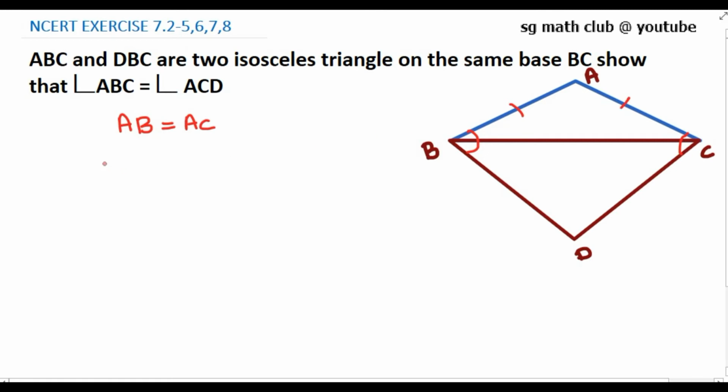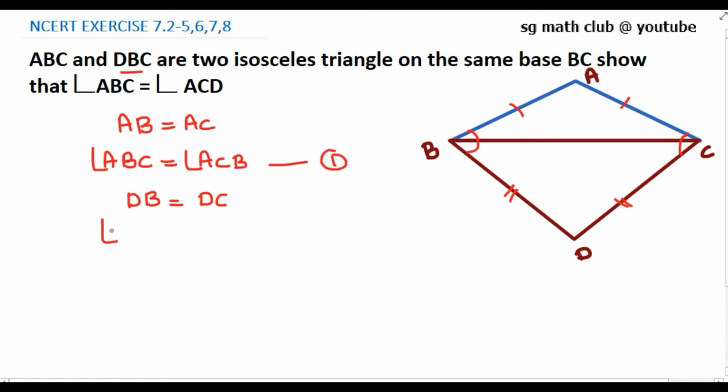And we know that angles opposite to equal sides of the triangle will be equal. So I can write angle ABC equal to angle ACB. Give this equation number 1. In the same way, DBC is also an isosceles triangle. That means these two sides will be equal. So DB is equal to DC. Since DBC is an isosceles triangle, again angles opposite to equal sides will be equal. So I can write angle DBC will be equal to angle DCB. Give this equation number 2.